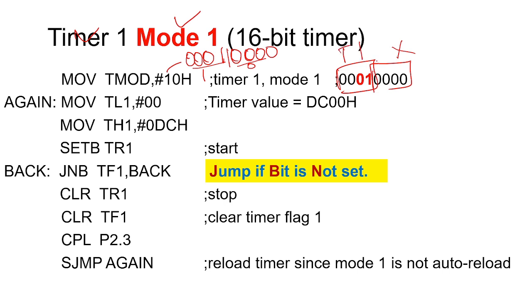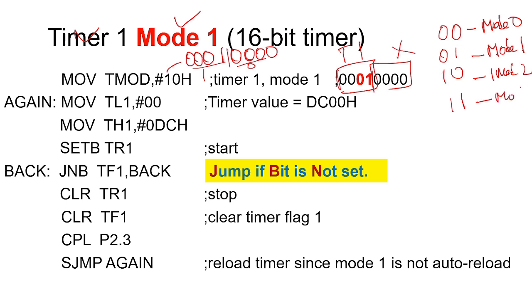Which mode do you want to find? We know that there are four modes: 00, 01, 10, 11. If it is 00, you will be using mode 0. If it is 01, you will be using mode 1. If it is 10, you will be using mode 2. If it is 11, you will be using mode 3.